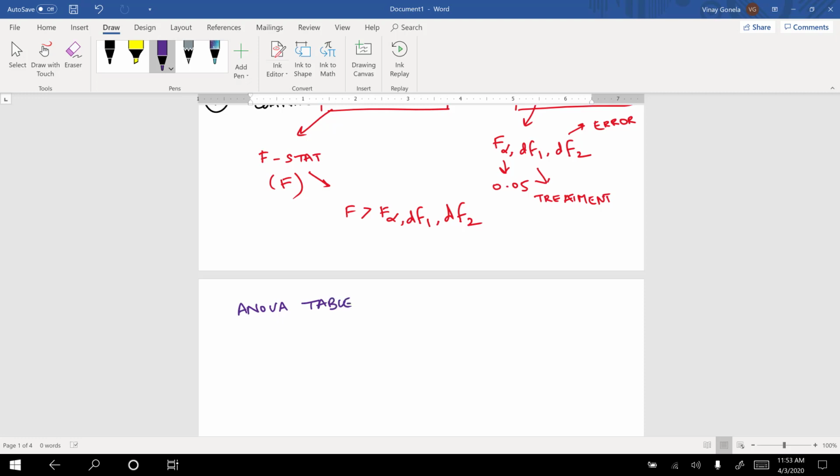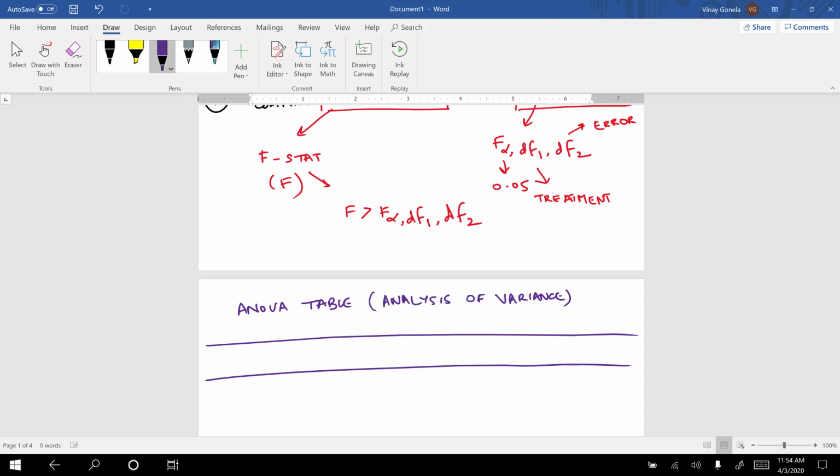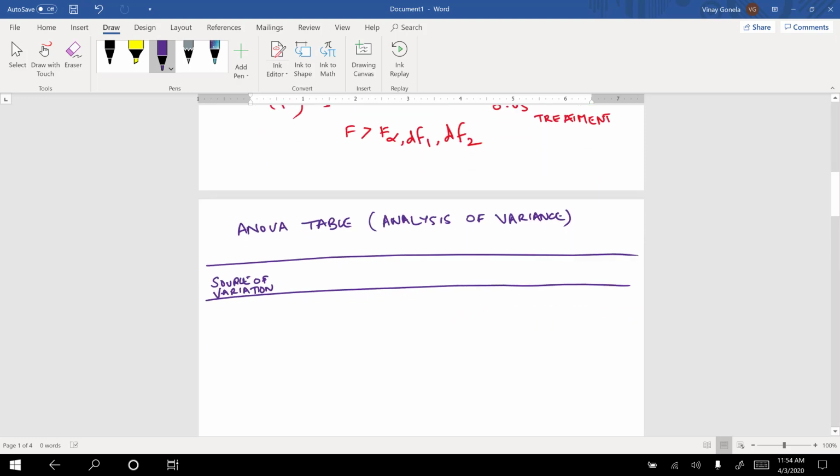So this is how the ANOVA table would look. This is a measure of variance, again, analysis of variance. We are analyzing the variances between different groups or different populations or different treatments. Analysis of variance. So the first thing is, what is the source of variation? Source of variation. That is what we wanted to know.